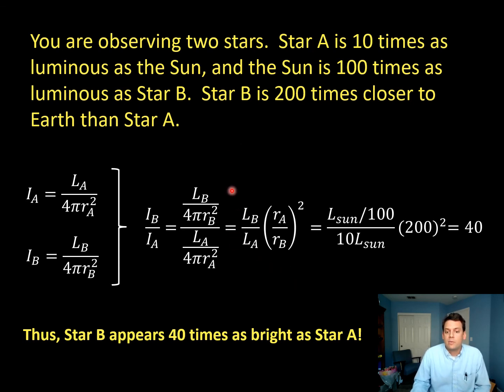We know that the luminosity of star B is 1/100th the sun's luminosity, and similarly, star A is 10 times as luminous as the sun. So we plug those things in. Finally, we know that star B is 200 times closer to Earth than is star A, which means that RA over RB is 200. You plug those numbers in, and you find out the answer is 40. So in other words, IB divided by IA is 40. So star B appears 40 times as bright as star A.